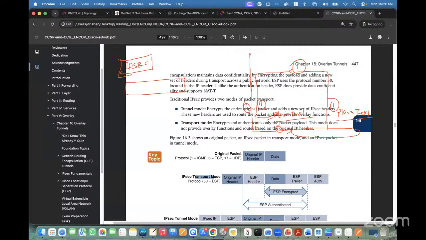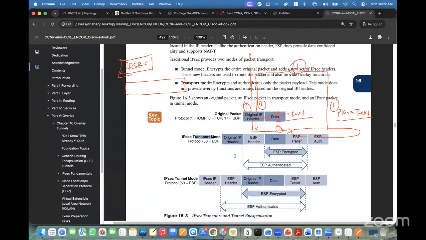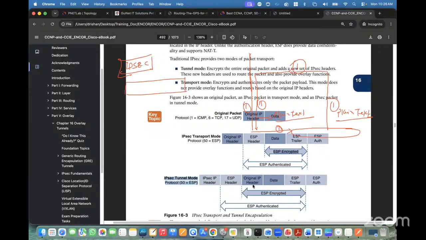Now, if it is encrypted and any data has malware or any kind of signature, then how are you going to understand? So you have to do the decryption for the data. Now, with the other method, if you are going to use tunnel mode, then your original IP header is also going to be encrypted, and the data is also going to be encrypted.